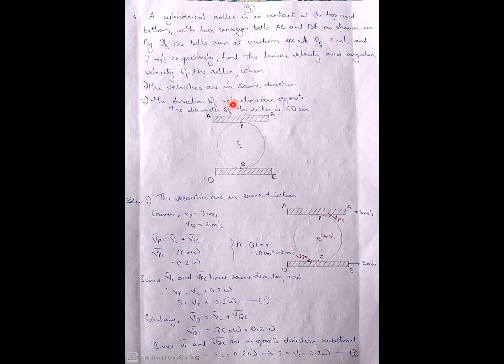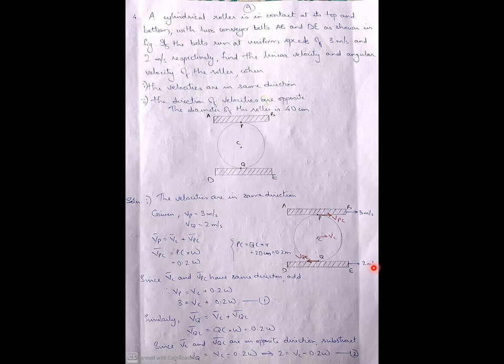Now if the velocities are in same direction, which means it is given in the question that the belts run at uniform speeds of 3 meter per second and 2 meter per second. Assume that the top belt is 3 meter per second and the bottom belt is 2 meter per second and both are in the same direction. So as P is the midpoint, we can write velocity of P equal to 3 meter per second and velocity of Q equal to 2 meter per second.